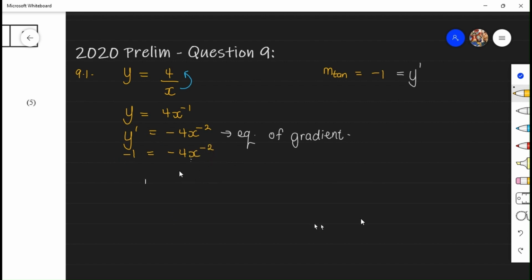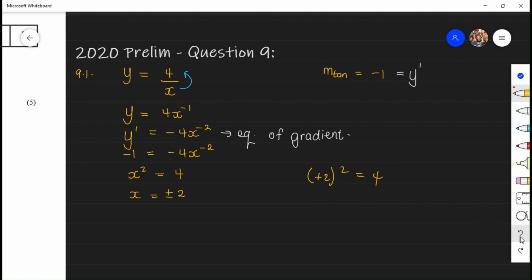So if we were to solve for x, this would then give us x squared equals positive 4. We square root both sides and we end up with x equals positive or negative 2. Always remember that the square root gives you a positive or negative value. Why? Because positive 2 squared gives you 4, and negative 2 all squared also gives you 4. That is why you end up with both positive and negative of that value.